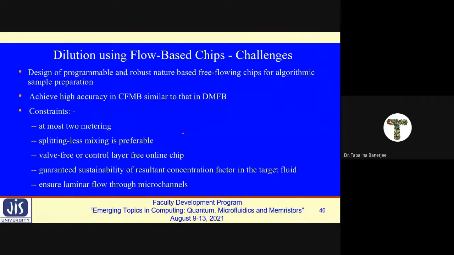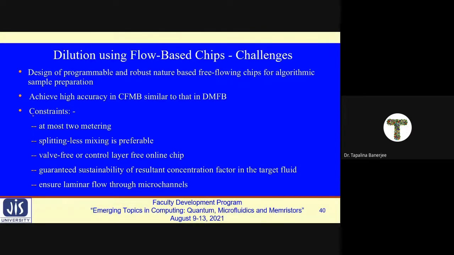Now, we can take on these challenges whenever we are willing to propose a special network design for sample preparation using continuous flow. First of all, we need to take care of programmability and robustness. These things are very important. If we take these as our challenge and are able to make free-flowing chips for algorithmic sample preparation, it is really good. And we have done a few of these things. Achieving high accuracy in CFMB similar to that in DMFB is also a big challenge.